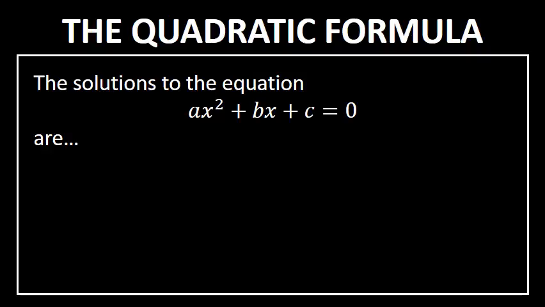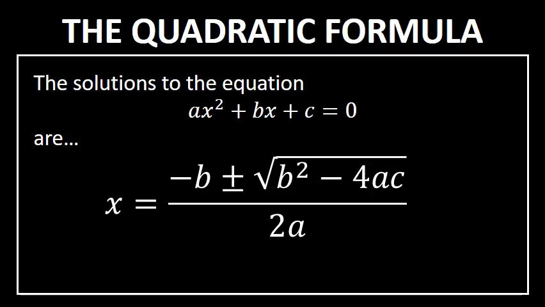The quadratic formula tells us that the solutions to this equation, and there are two of them, are x equals the opposite of b, the coefficient on x, plus or minus the square root of b squared minus 4 times a times c, where a is the coefficient on the x squared and c is the constant, all over 2a. All quadratic equations have two solutions, and they are always given by the opposite of b, plus or minus the square root of b squared minus 4ac, all over 2a.